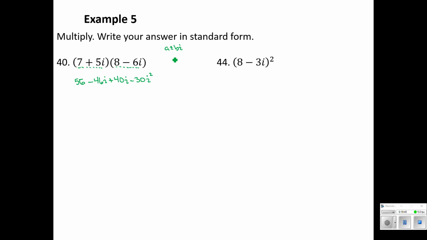Well, the way I want my answer to be, there's no i squared in there. So we need to find a way to reconfigure that. Remember, i squared is really saying the square root of negative 1 squared. So i squared is really a negative 1. So I could think of this as 56 minus 46i plus 40i, then negative 30 times negative 1, plus 30. Now we can combine our like terms. We get 86 minus 6i. And you can see our answer, sure enough, it's following that a plus or minus bi format. That is a complex number as an answer.